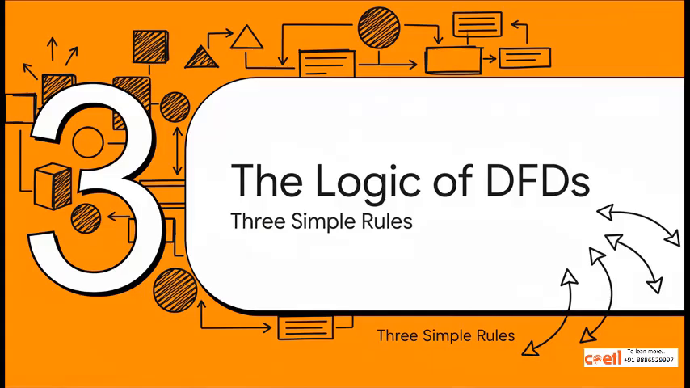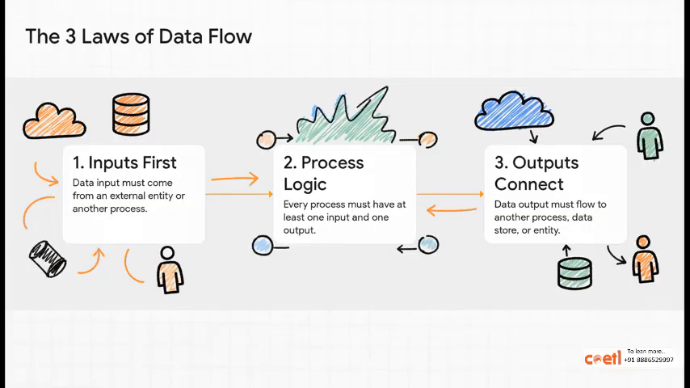So, we have our 4 building blocks, but how do they fit together? Well, it's not just random. There's a logic to it, and it's all governed by 3 really simple rules. These are basically the laws of data physics, and honestly, they're just common sense. First, data can't just appear out of thin air. It has to come from somewhere, like an entity or another process.